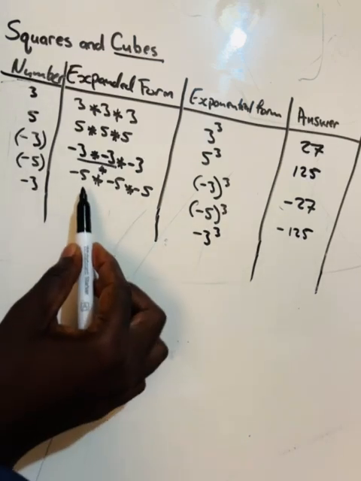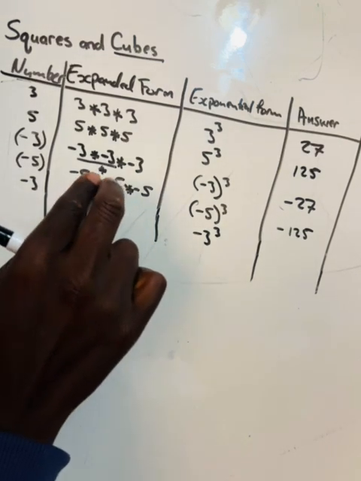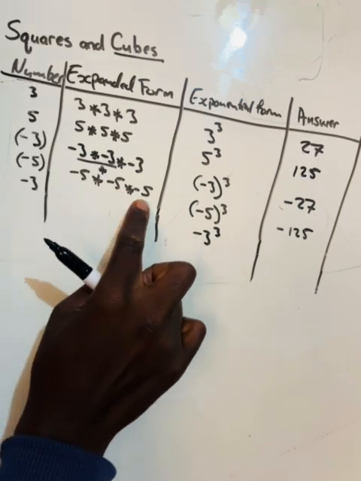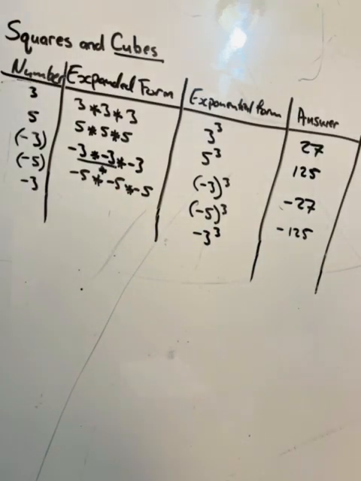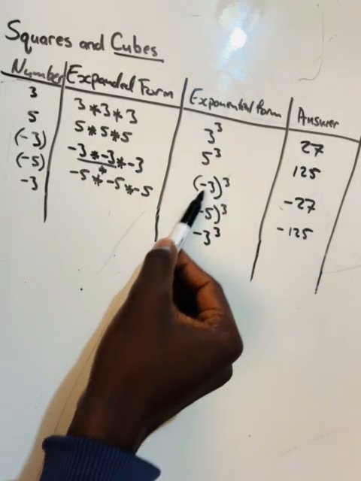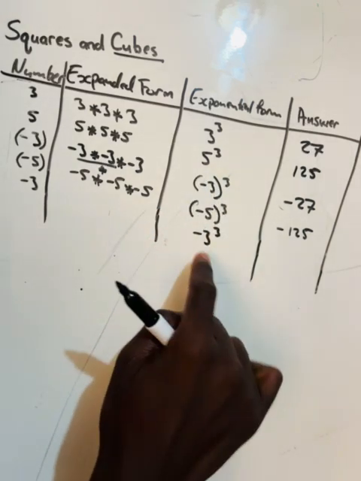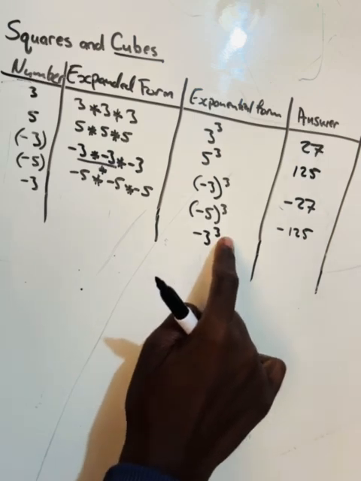Why? Because when you say a negative multiplied by a negative, you get a positive sign. And when you say a positive sign multiplied by a negative, you get this negative sign. Right. Now, let's observe. Is there any difference between a negative 3, which is cubed, but it's inside the brackets, and the negative 3, which is not inside the brackets, but it's also cubed?